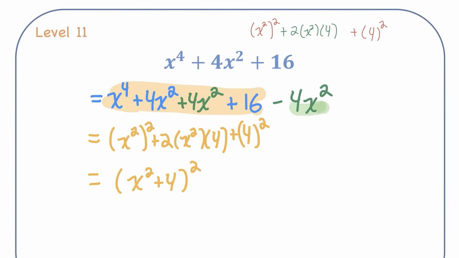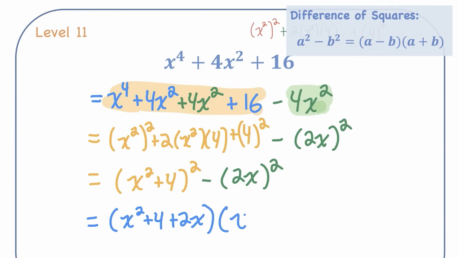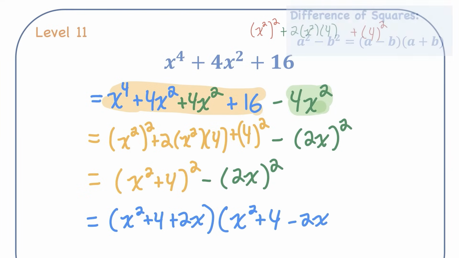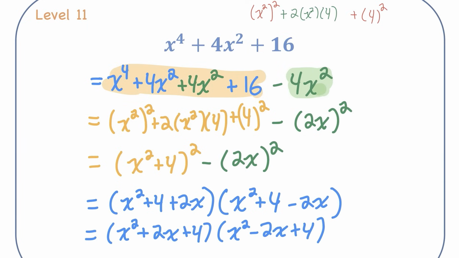And now when I look at this expression, I'm going to rewrite that as a perfect square, a 2x all squared. So now I have a difference of squares. So I'll follow my difference of squares formula, which would tell me that this is equal to x squared plus 4 plus 2x multiplied by x squared plus 4 minus 2x. And let me just change the order of the terms in each of those factors. And there you have it. Level 11 has been factored.